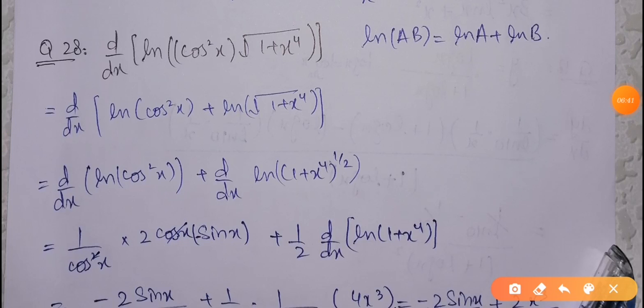Next we have question number 28. d by dx of ln of cos squared x into the square root of 1 plus x raised to the power 4. Here you can see that we have a product of two functions, ln of cos squared x into the square root of 1 plus x to the power 4.